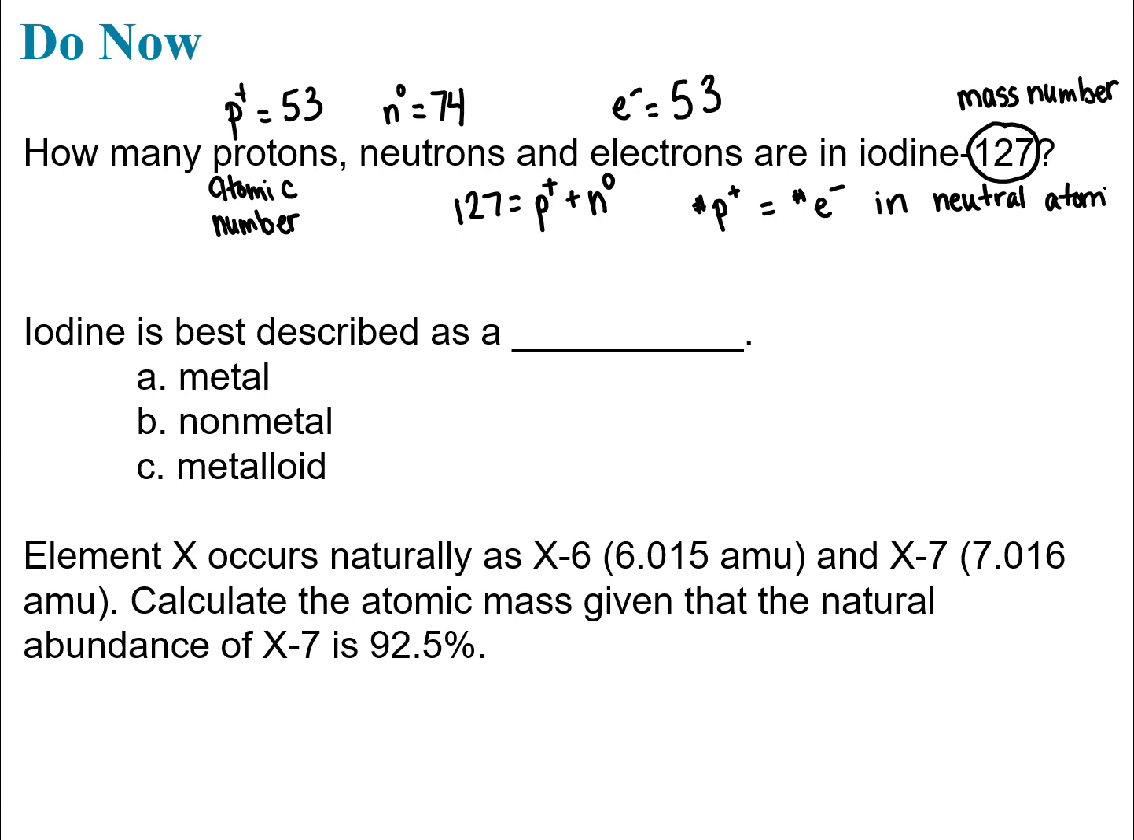Iodine is best described as a metal, non-metal, or metalloid. A, B, or C? It is a non-metal, so B. And that's just from knowing the periodic table and that iodine is on the far right of the periodic table. And that's where the non-metals like to hang out in their own little corner.